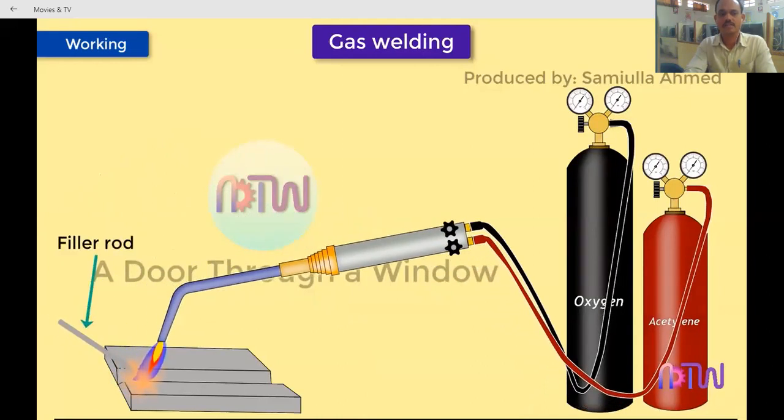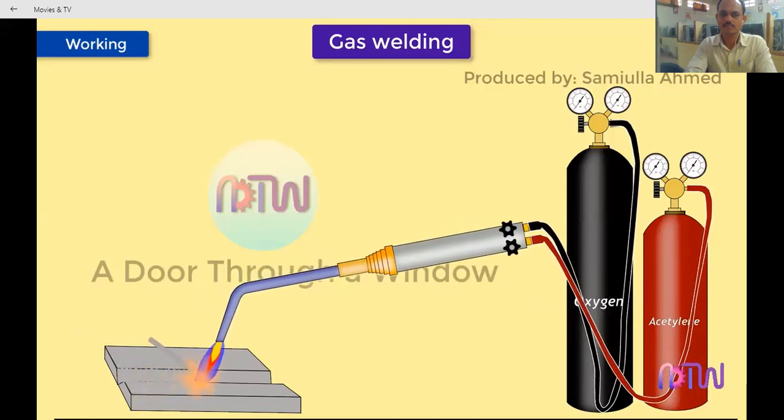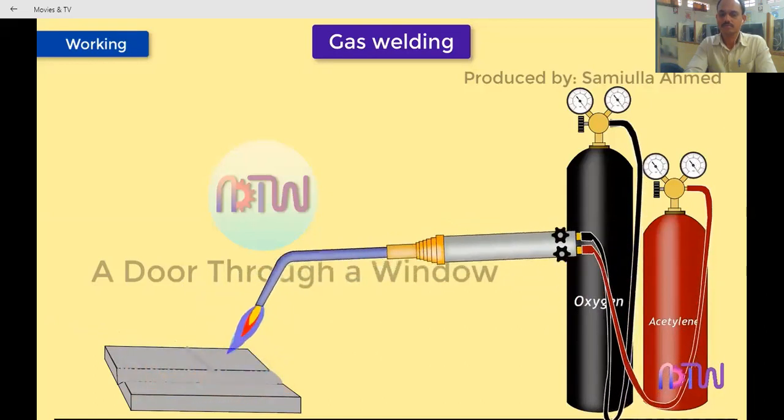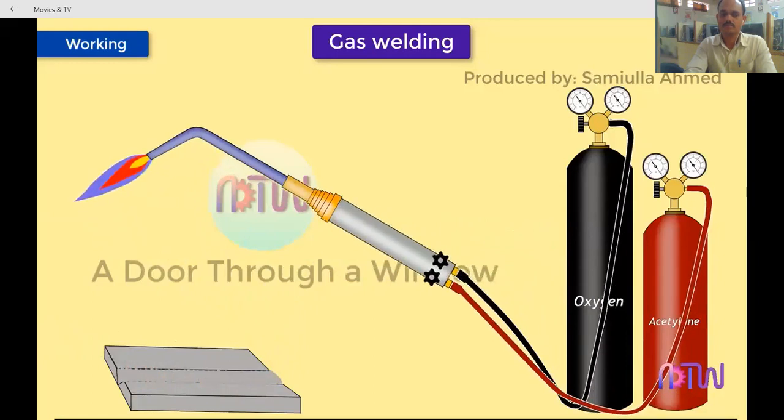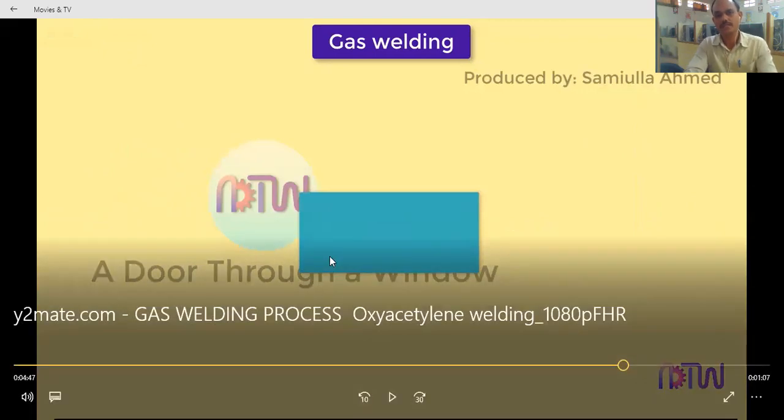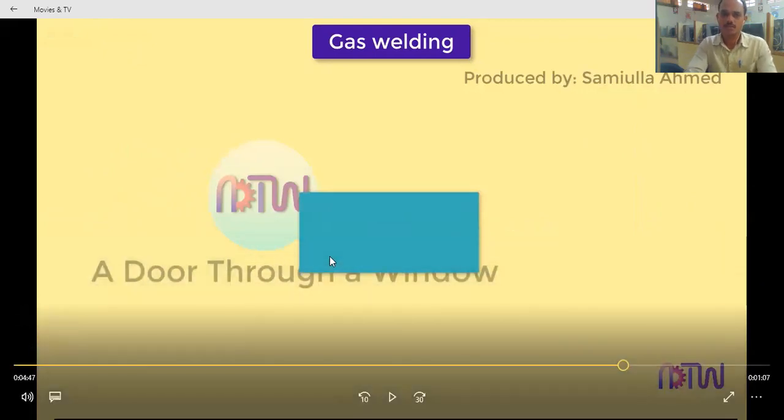So the metal plate and this filler rod is used to fill material in the two parts where we have to make the joint. Due to the melting of the workpiece and this filler material, the joint will be created after solidification. First it melts, and then it is left for solidification. When they solidify, the joint is created.